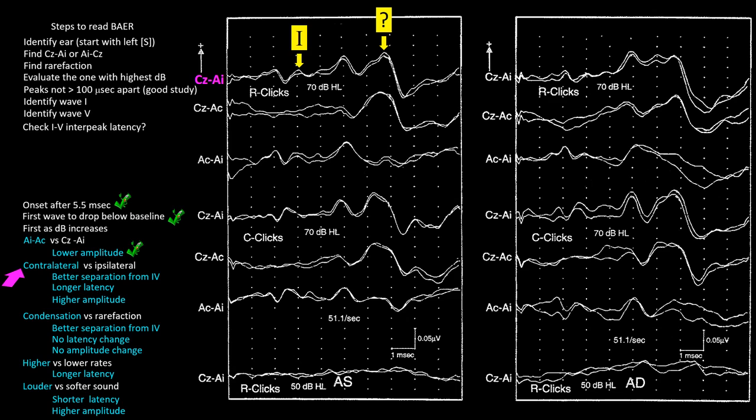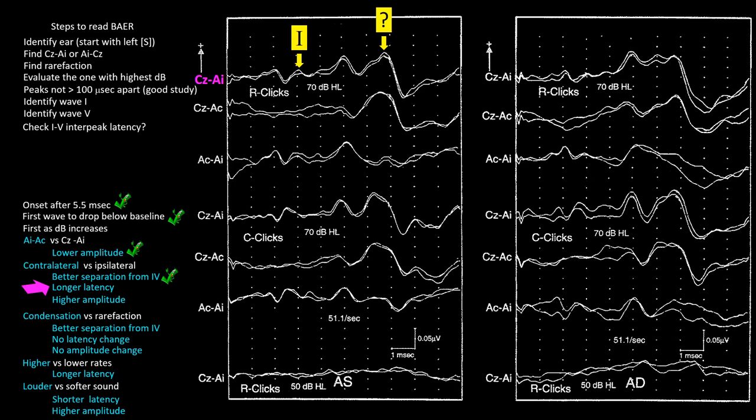Next, we look at the contralateral versus ipsilateral putative wave 5 characteristics. The first issue is the better separation of wave 5 from wave 4 on the contralateral side. As you can see, its ipsilateral separation between 4 and 5 is less than the separation contralaterally. So this item goes in the support column.